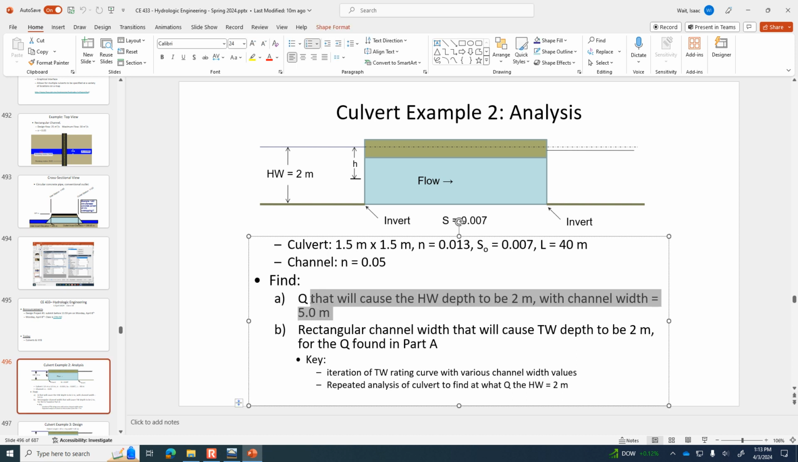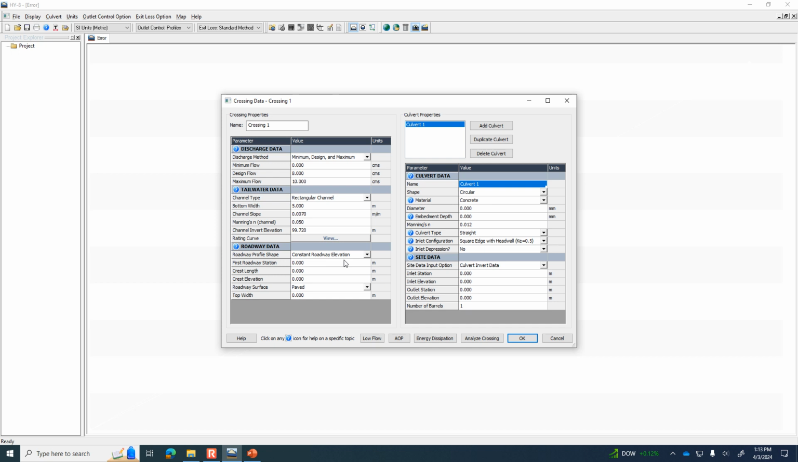We want to find out the headwater. So we still have more that we have to tell it about the culvert. First of all, the roadway is at an elevation of 103, but where here it's asking about the stations of the roadway, the station description doesn't actually define anything from our hydraulic calculations. It's just so that we can know which culvert we're talking about. So I'm just going to leave that blank for the first roadway station.